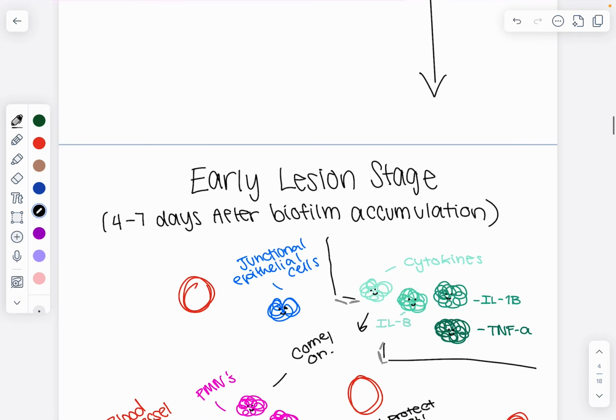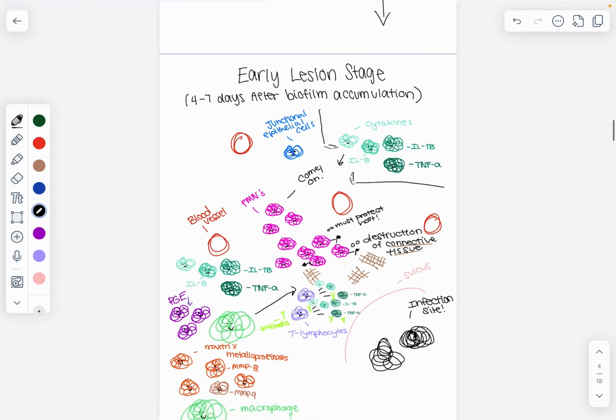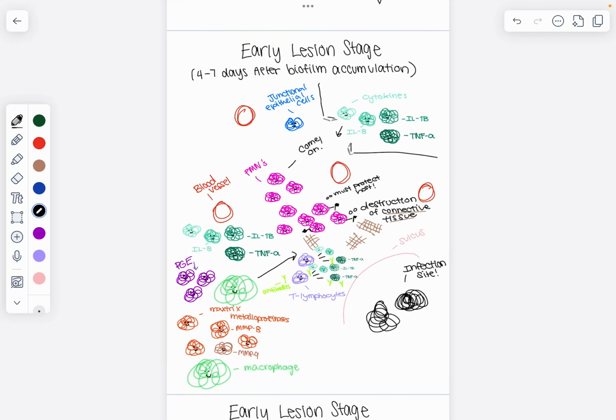The early lesion stage is 4 to 7 days after plaque accumulation. The cellular host response: as bacteria continue to accumulate, particularly gram-negative, the immune system activates an inflammatory response. Neutrophils, or PMNs, dominate the site. Destruction of the connective tissue happens.